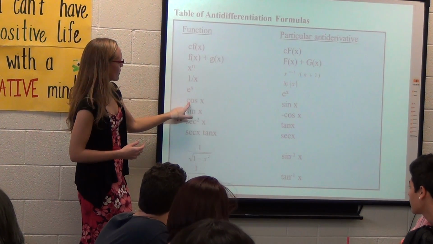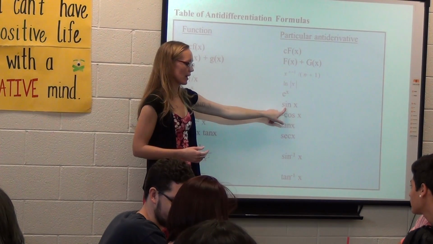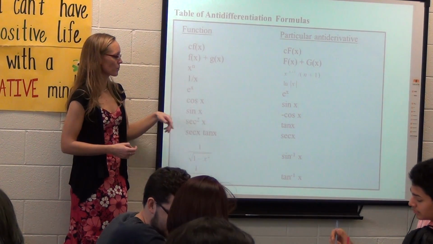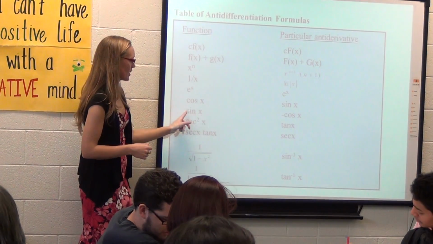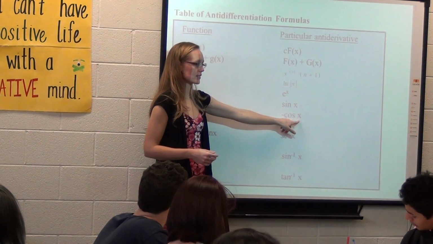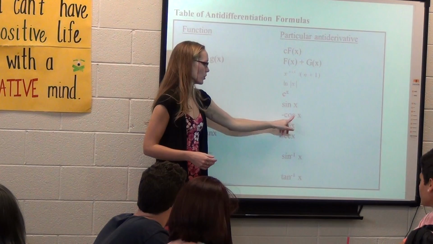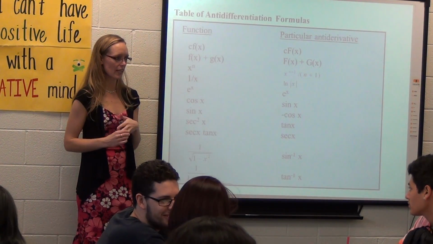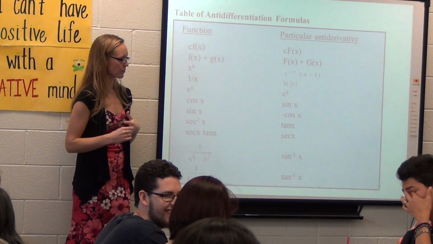The antiderivative of cosine of x is sine of x, because when we derive sine of x, we get cosine of x. And the antiderivative of sine of x is equal to negative cosine of x, because if we derive cosine of x, it gives us a negative sine of x, and then a negative of a negative is a positive.